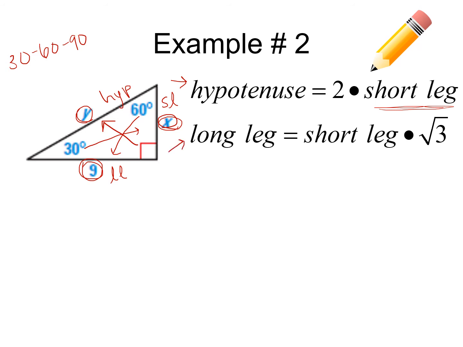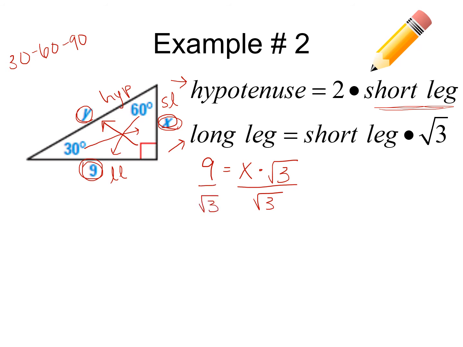So again, let's plug in for what we know. We know the long leg is 9, which equals the short leg, which we have as x times root 3. Now this one looks like it's going to be a little bit more tricky to solve because I have to get that x alone. My goal is to figure out what that x is. So how do I get rid of this multiplication? Well, I'm going to have to divide both sides by root 3 to undo that multiplication.